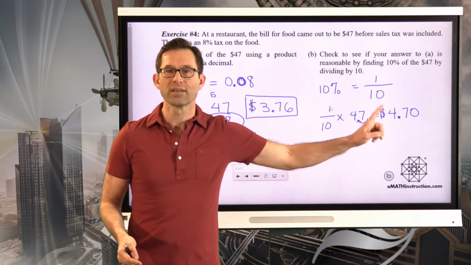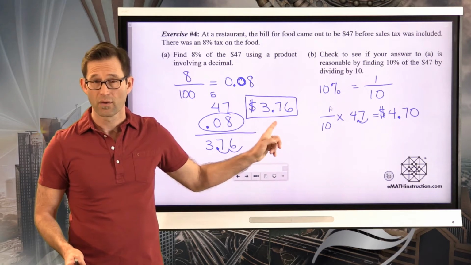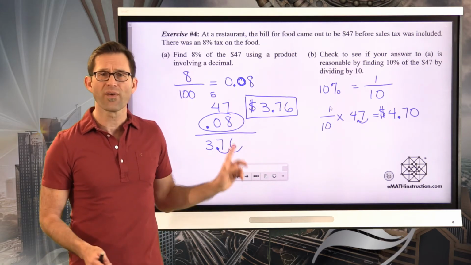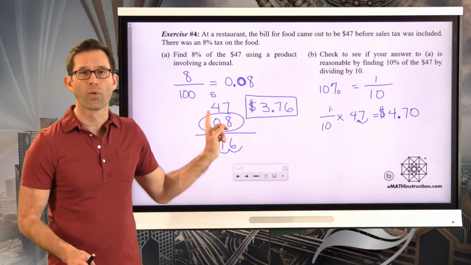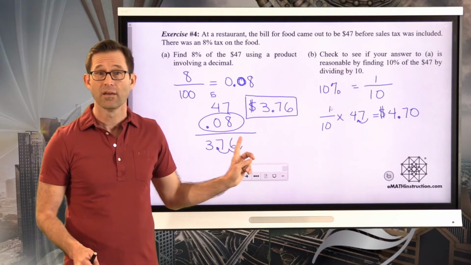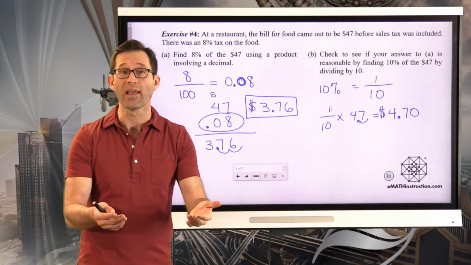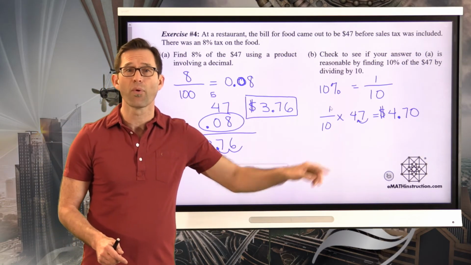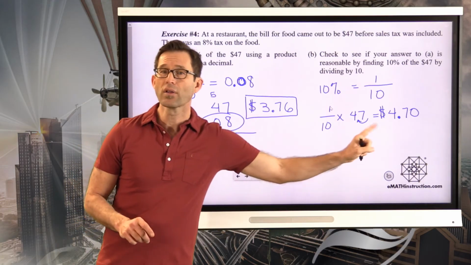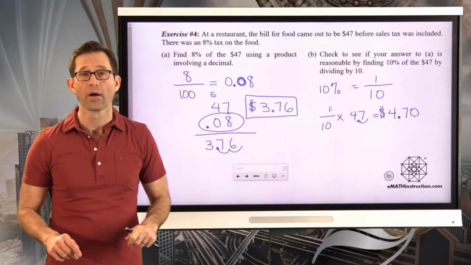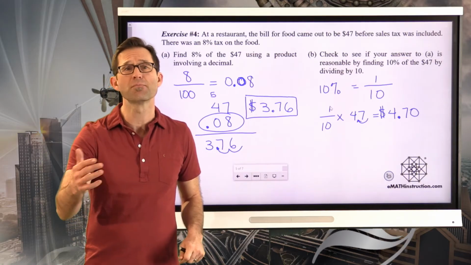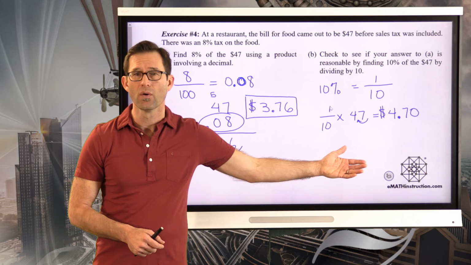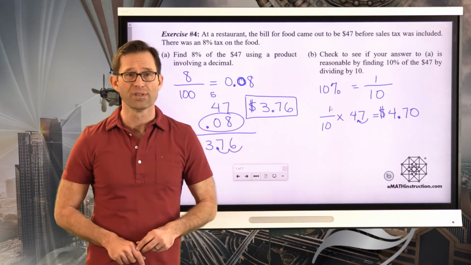This answer doesn't tell you that this answer is right, okay? But what it does say is that it is a reasonable answer. In other words, if I had made a mistake here and I had multiplied 47 by 0.8, not 0.08, then I wouldn't have gotten 3.76, I would have gotten 37.6. And this calculation would then tell me that that must be wrong, because 10% of something must be more than 8%, right? So if 10% is 4.70, then 8% could never be 37.6.